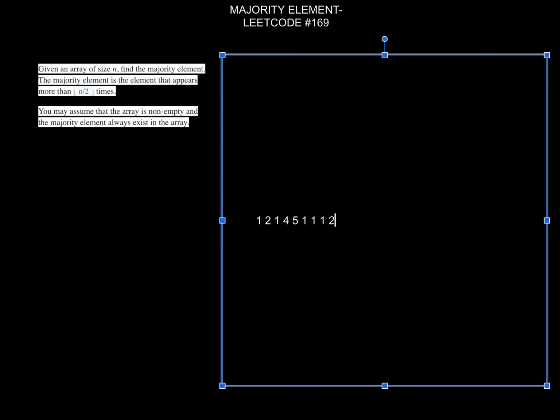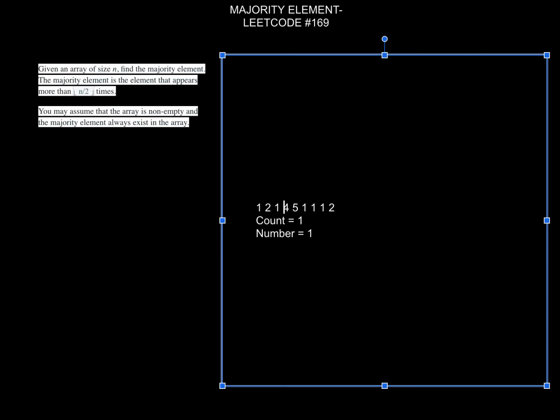Here our majority element would be 1, because it exists more than 9 over 2 times, which in C++ rounds down to 4, and 1 exists 5 times. So in this set of numbers, we could approach this by keeping the current number and the count of the number. So at first the number would be 1, the count would be 1.